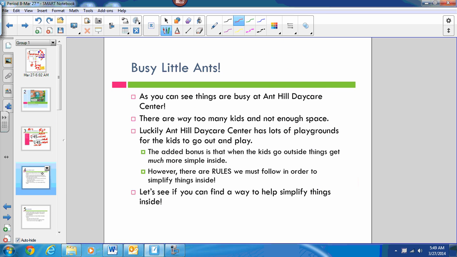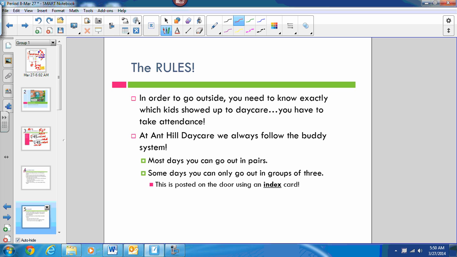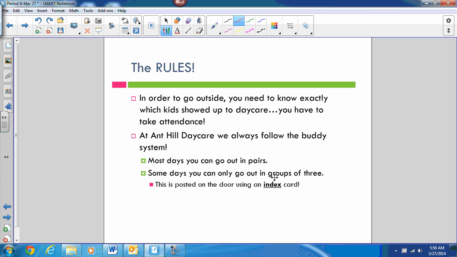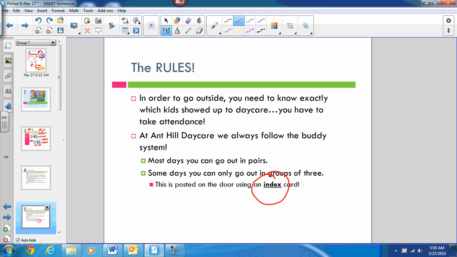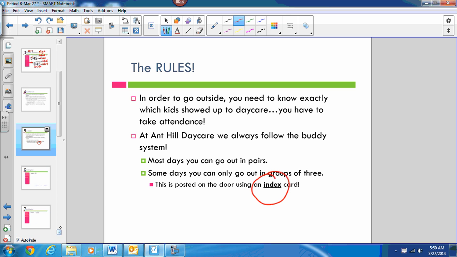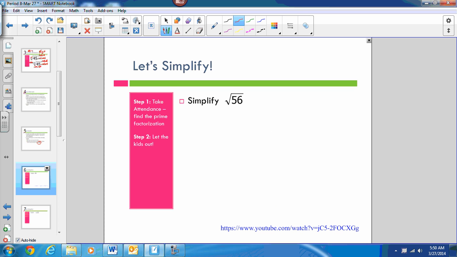Now, we have some information here about Ant Hill Daycare Center. Some of you, I'm sure, have babysat kids before, and you know that it's a lot easier to take them outside and play than it is to entertain them inside. Plus, when you take them outside and play, your house doesn't end up a total wreck. It keeps things nice and simple at home. If kids go outside to play, you want to use the buddy system, right? Most days you can go out in pairs, but some days you have to go out in groups of 3, and this is posted on the door using an index card. Get it? Get it? I'm clever. I know you're thinking it. Hey, I heard that. Okay, I didn't hear it, but I just thought it'd be funny to say that.